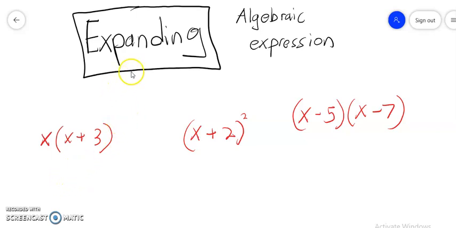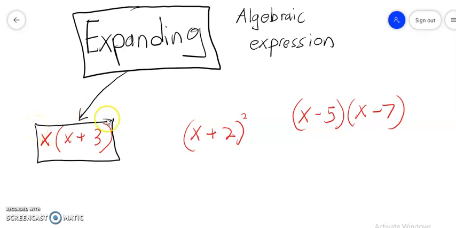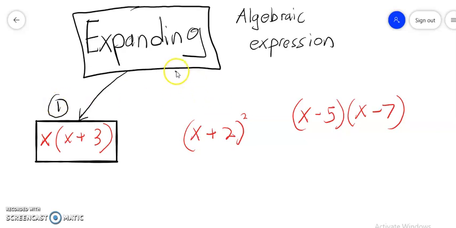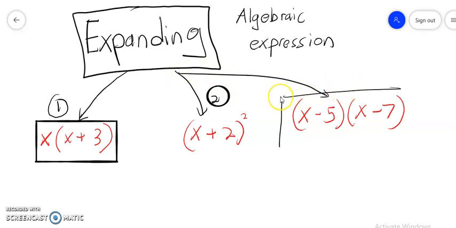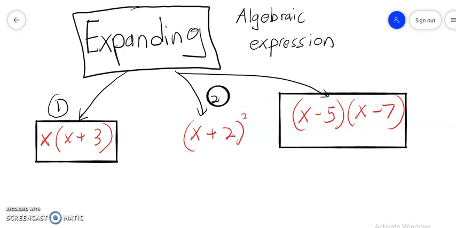Okay, in this video I'm going to explain to you about expanding algebraic expressions. So we start from here. This is what I'm going to teach you: number one, number two, which is quadratic expression expanding, and number three is this type. Okay, so we'll move on with number one.